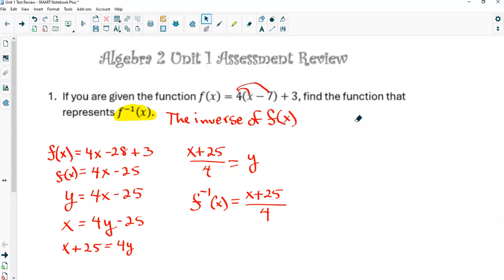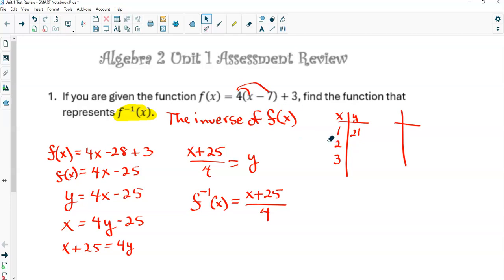Remember, you want to check if this is the inverse of that. So you want to create two tables of values. Let's say x is 1, 2, and 3. So for x equals 1, 1 minus 7 is negative 6. Negative 6 times 4 is negative 24. Negative 24 plus 3 is negative 21.